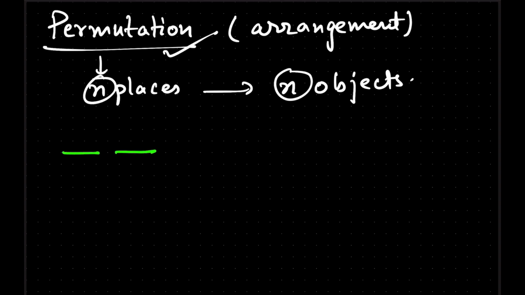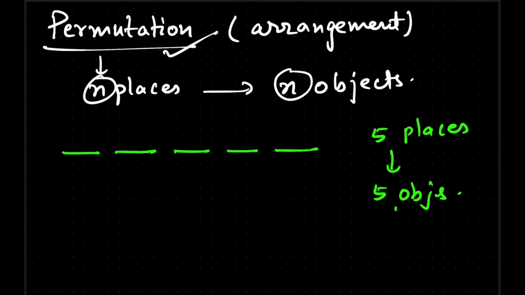Suppose, for example, you have 5 places and you have 5 objects. All are distinct objects, not similar, all distinct from one another. Let's try to fill the first place. Here, to fill this, you have 5 objects, so there are 5 ways. Once this place is filled, suppose O1 has come here, you are left with only 4 objects and 4 places.